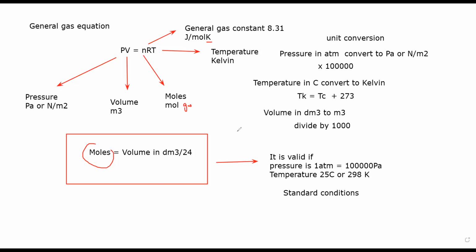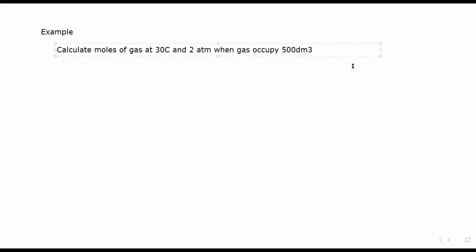Is it clear, this part, like what condition you will use this general gas equation? This is used to find the moles of a gas as well. So for example, if the question was: calculate the moles of gas, and this is only valid to find the moles of a gas, at 30 degrees centigrade and 2 atm, when the gas occupies 500 decimeter cube. So this is a question and you have to solve.